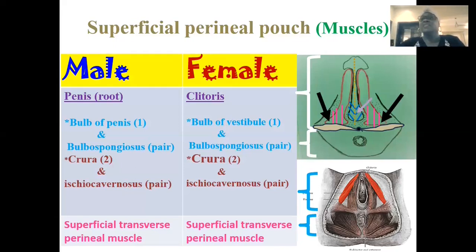So we can say that within the superficial perineal pouch in male, we have the bulb and also the crura of the penis. And we also have the associated muscles. So these muscles are what we have highlighted using this slide.